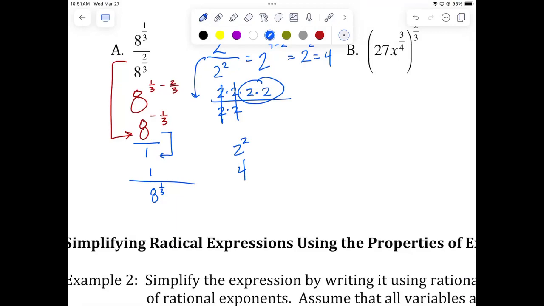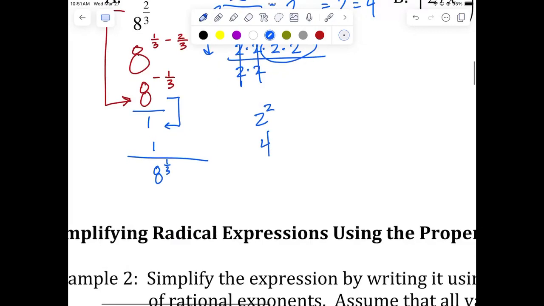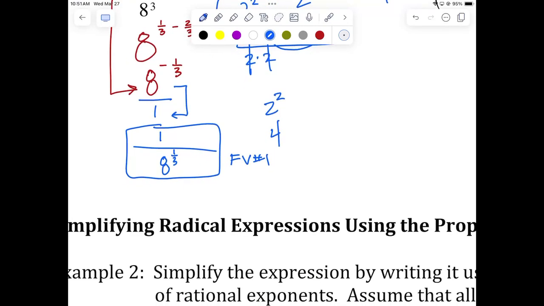Is the answer this whole thing, like 1 over? No, this could be one of your answers. Yeah, this is final version number 1. Remember we did final versions yesterday? Now here's another way to do it.